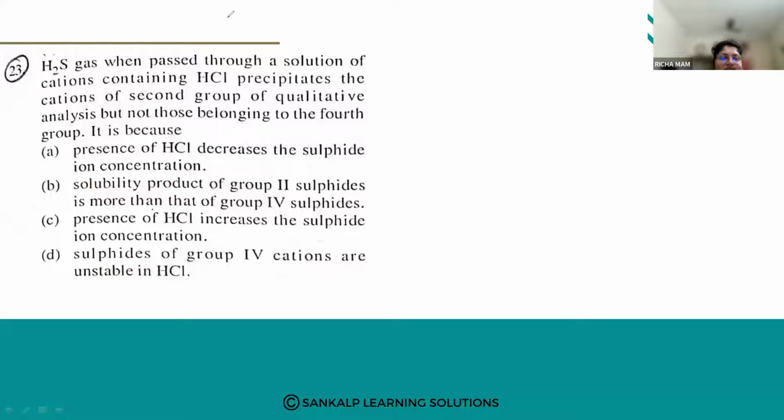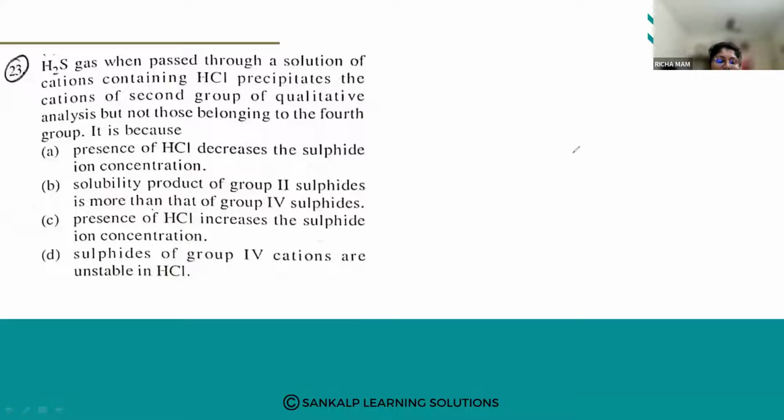We observe this when we do qualitative analysis, when we are finding out the cations and anions in practicals. We pass H2S. First test is salt plus dilute HCl. Second test is salt plus dilute HCl plus H2S, right? So what was happening at that time? They are saying that in the presence of HCl, the cations of group 2 precipitate, sometimes giving you a precipitate, but not those belonging to the fourth group.